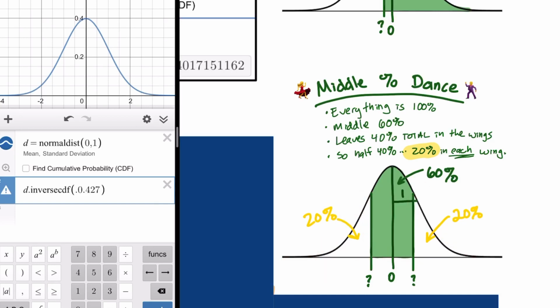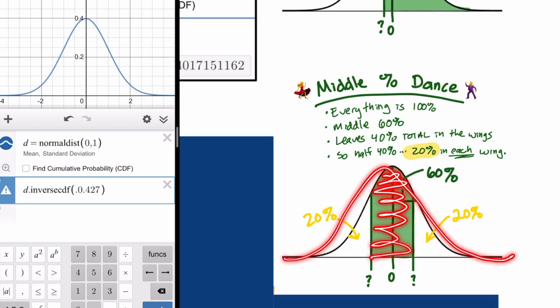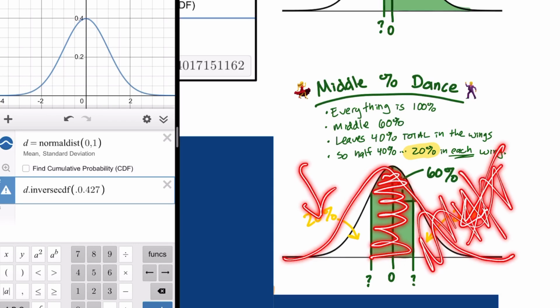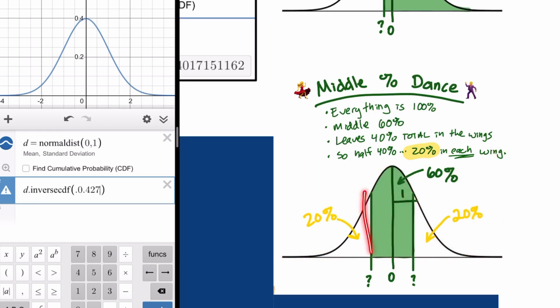Let me do that again. Everything adds up to 100%. Here in the middle is 60%. 100 minus 60 is 40, so the total left over in the wings is 40%. I just need one of those, so I divide by 2, get rid of one of them, and this is going to be 20% in this bottom wing. That's important to note. Also, as a quick check, 20 plus 60 plus 20 is 100%. So I can put this 20% into my calculator, and I'll get the correct z-score.